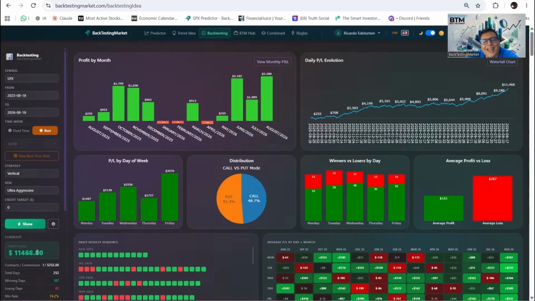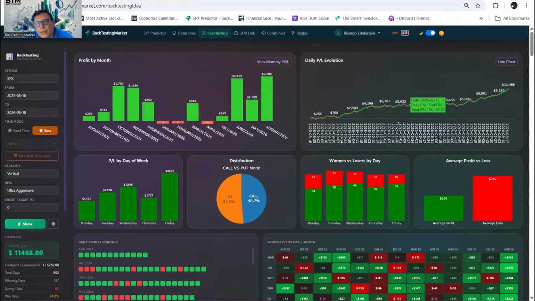Check this out. $11,468. Oh my God, this is incredible. Let me show you one thing. Okay. This is all the way up. Now, I want to be clear with you guys.